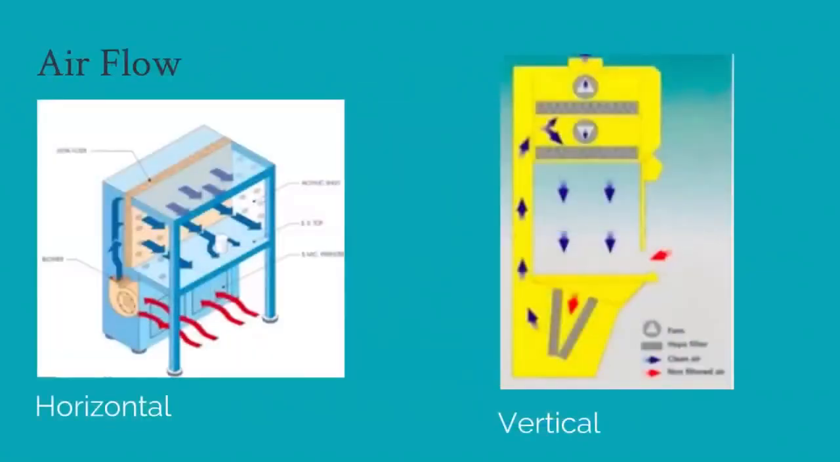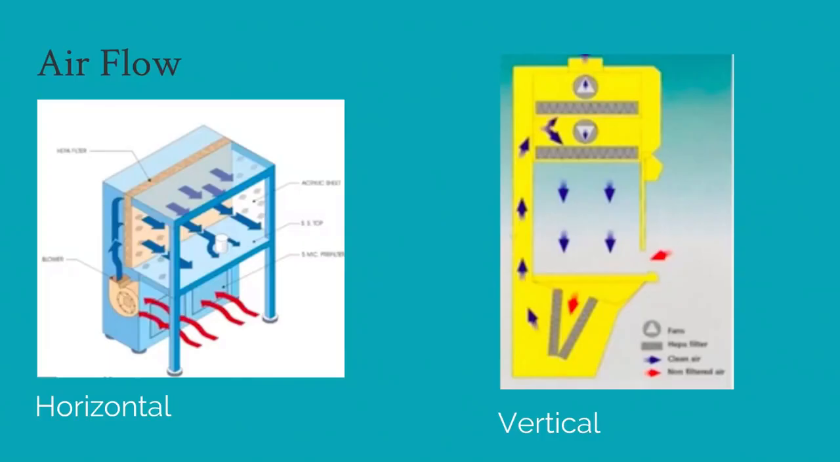Here are some examples of airflow within hoods. It's really important to understand the airflow of hoods. So you have a horizontal airflow hood as well as a vertical airflow hood. Horizontal airflow hoods are typically used in non-hazardous compounding because, again, it's pushing the air out towards you.